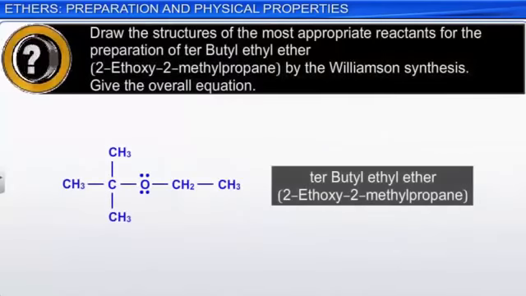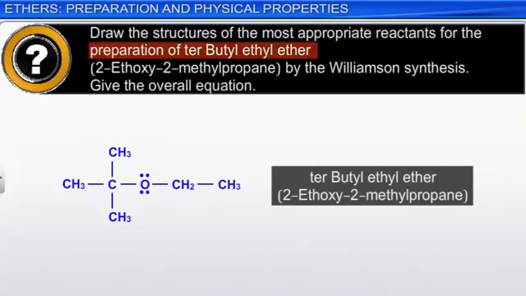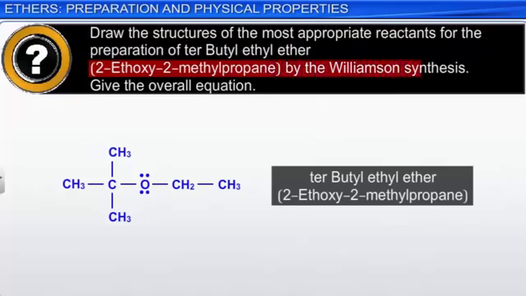Can you answer this question on your own? Draw the structures of the most appropriate reactants for the preparation of tertiary butyl ethyl ether, 2-ethoxy-2-methylpropane, by the Williamson synthesis. Give the overall equation.